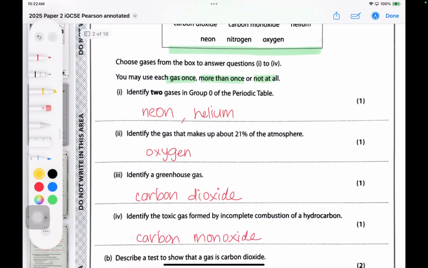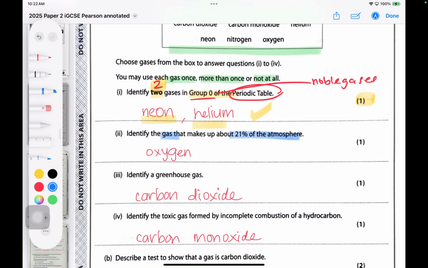So first question here, we're looking at 2 gases, so take note you need to give 2, and they're coming from group 0 of the periodic table. So if it's group 0, very easy. So just go to the periodic table, and it's always printed for you. Look for group 0, and right under group 0 where our noble gases are, you will find neon and helium. Now take note, because they have asked for 2, you need to have both of them correct to get that 1 mark.